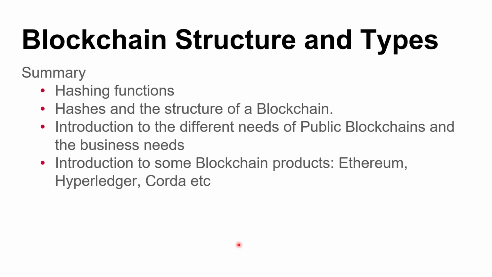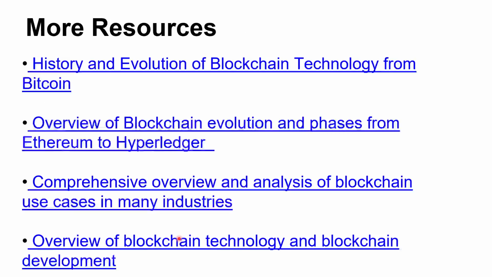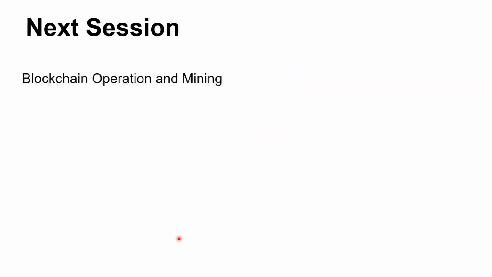So in this lesson, we talked about hashing functions, hashes in the structure of blockchain, an introduction to the different types of blockchains, and an introduction to some different types of blockchain products: Ethereum, Hyperledger, Corda. So please review the assessment. And again, please look at your materials for additional resources and reading. In our next session, we are going to talk about blockchain operation and mining.